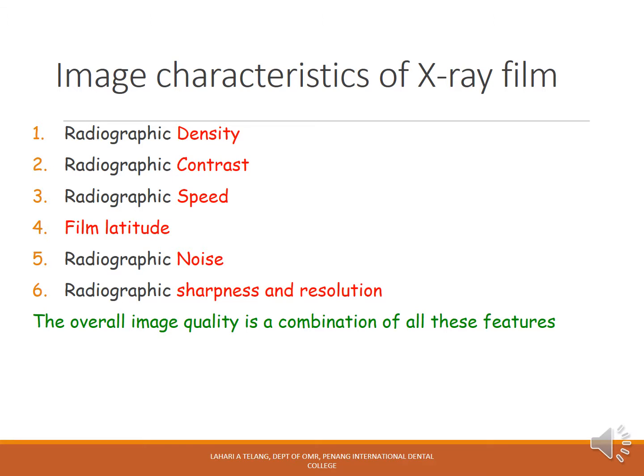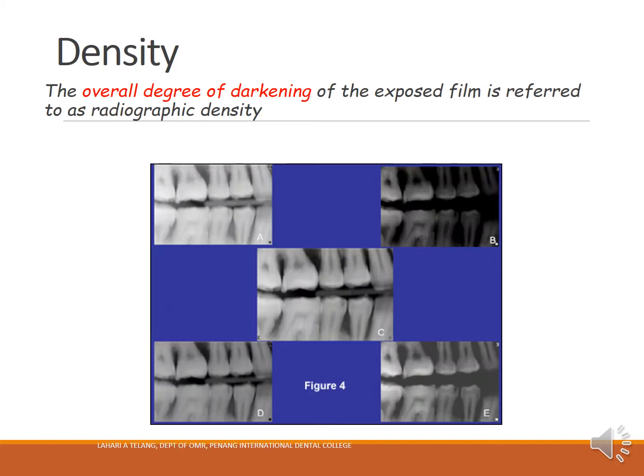There are certain characteristics of an X-ray film which make up the image, and in this lecture we're specifically talking about image characteristics of a radiographic film and not of that seen in a digital radiograph. Hence, the most important characteristics that we need to discuss today are density, contrast, speed, film latitude, noise, sharpness, and resolution. So the overall image quality is a combination of all of these features. Let's first move on to density.